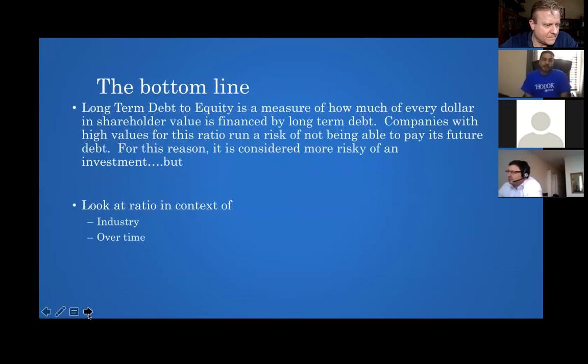So bottom line, long-term debt to equity measures how much of every dollar in shareholder value is financed by long-term debt. Companies with higher values do run the risk of not being able to pay their future debt, right? And that's why they're considered a higher risk, if you will. But when you're taking a look at this ratio, take a look at the industry and then do your horizontal analysis and take a look at it over time to figure out the true value, if you will, of this ratio.